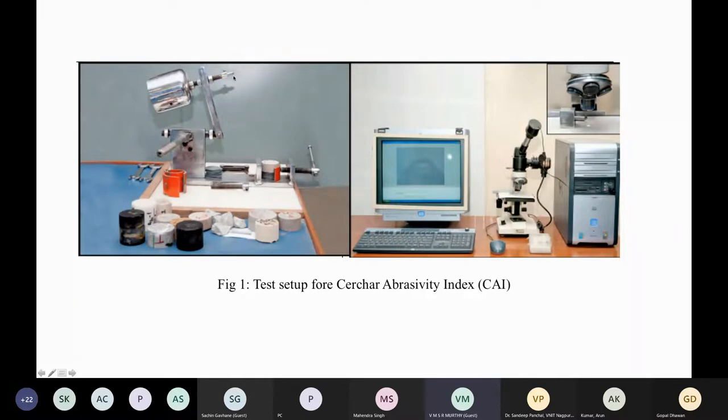You can see at the end of the experimental setup, you have a small tool or pin. And this pin actually, once it gets abraded, we bring it to a microscope and place it under the microscope so that we have an accurate measurement of the one flat width. So you can see on the computer screen the flat width. You can measure in two directions, 90 degrees perpendicular, so that you get an average abrasivity index. So whatever value you get, normally in terms of 0.1 millimeter, that you multiply by 10, you get a Cerchar abrasivity index. That's the index that we talk about.